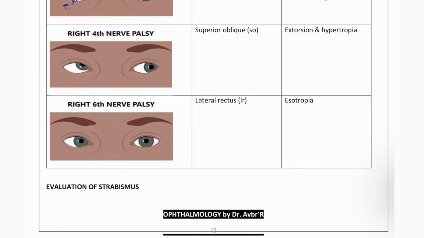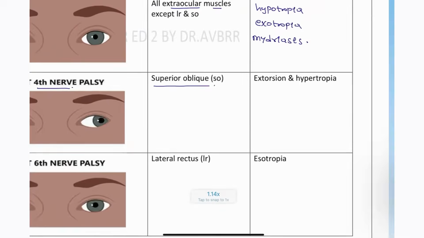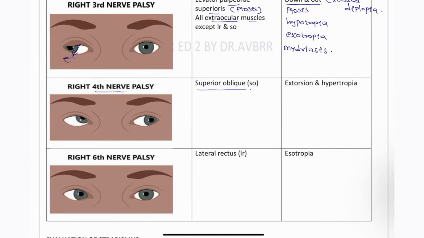Next, right fourth cranial nerve palsy. So fourth cranial nerve means only the superior oblique is involved. So if it only involves the superior oblique, it will be defective for the extorsion and also hypertropia. That will be seen in this patient. How can you identify? If you see, this is the right side of the eye, this is the left side of the eye. So how it is going, in the direction of extorsion and hypertropia.